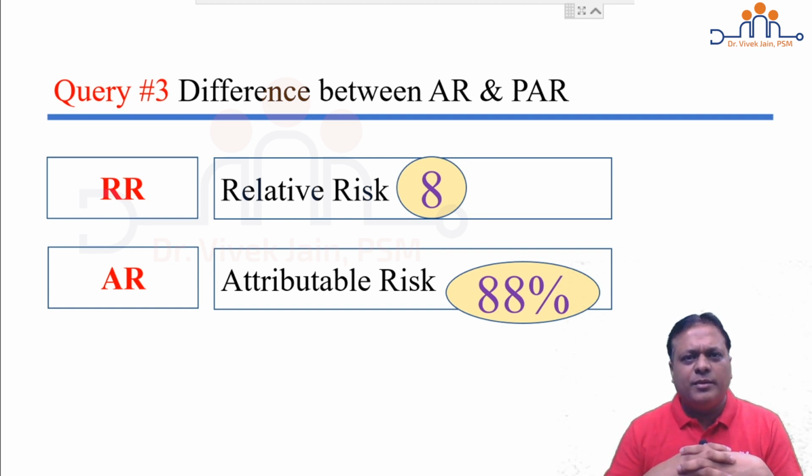What is the formula of attributable risk? Incidence in exposed minus incidence in non-exposed, divided by incidence in exposed, into 100. Suppose that answer comes to 88%. Now what is your interpretation of this 88%? 88% of disease can be attributed to the risk factor. 88% of lung cancer can be attributed to smoking.